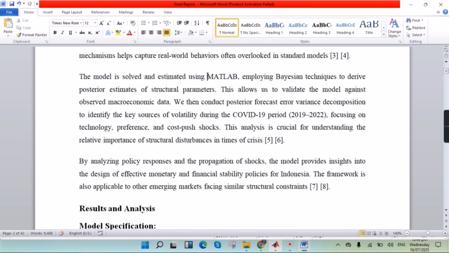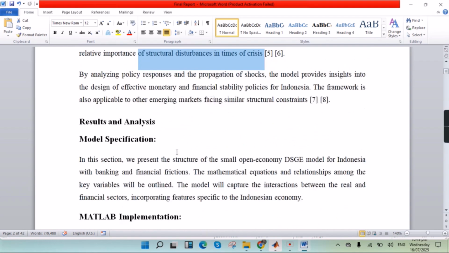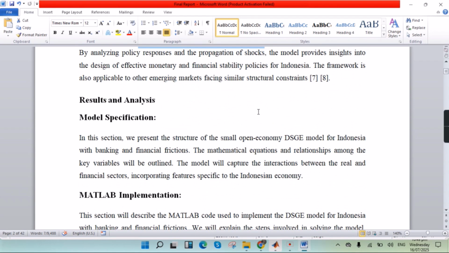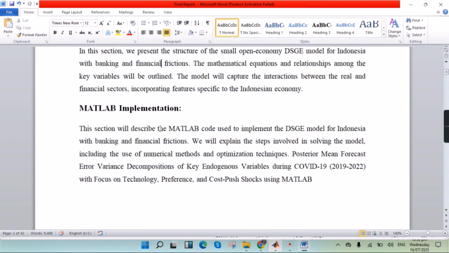In MATLAB, I have added Bayesian techniques to derive the posterior estimates of structural parameters, which will calculate the COVID-19 period and its structural disturbance in times of crisis. In this model, first of all, I added the model specification based on the Indonesian banks. Next, I implemented the MATLAB code for the DSGE model of the Indonesian banking system with the financial frictions and the forecast error variance decomposition.